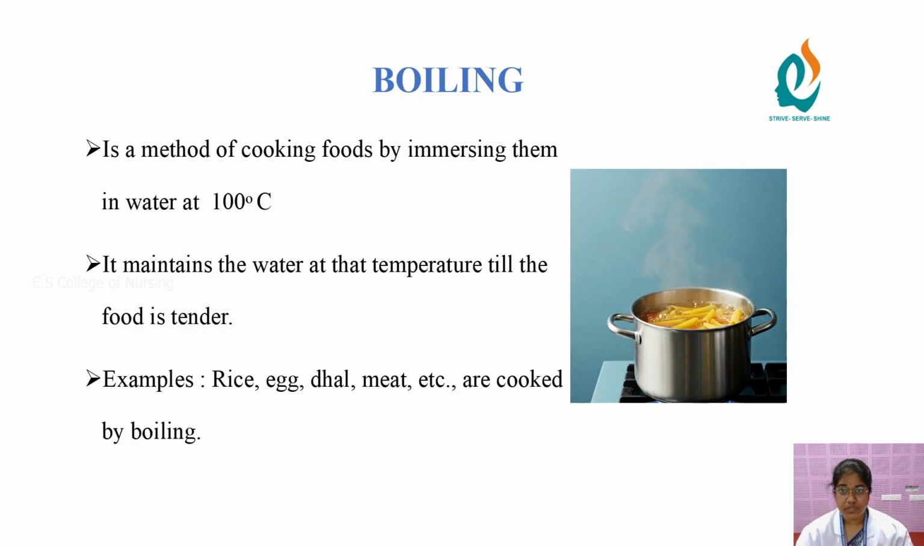Now we can start with boiling, which is a moist heat method. It is a method of cooking foods by immersing them in water at 100 degrees Celsius. It maintains the water at that temperature till the food is tender. Examples: rice, egg, dal, meat, etc. are cooked by the boiling method.